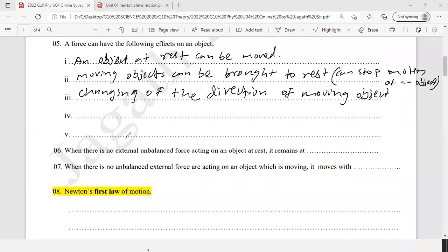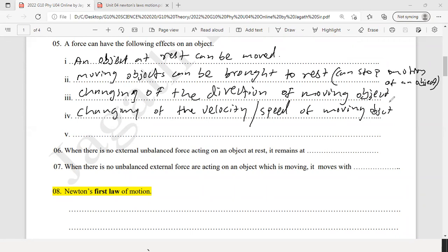What else? You can change the velocity or the speed of a moving object. Example, you accelerate the vehicle. Accelerate means you apply greater force from the engine. When you accelerate the vehicle, the speed or velocity of the vehicle increases.